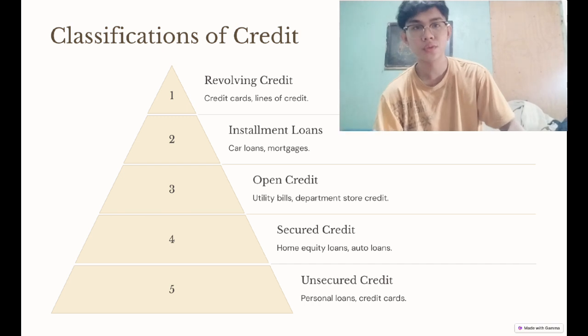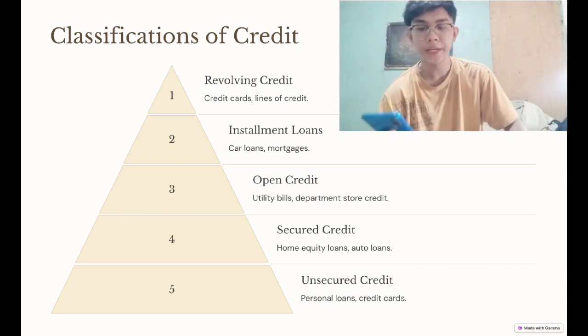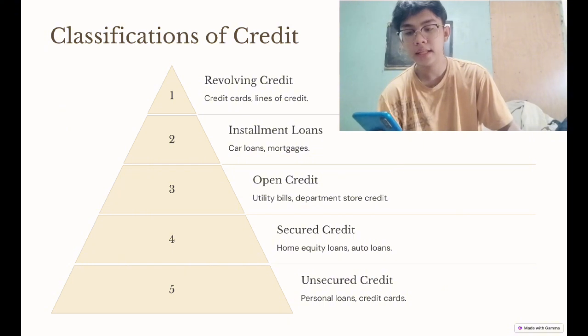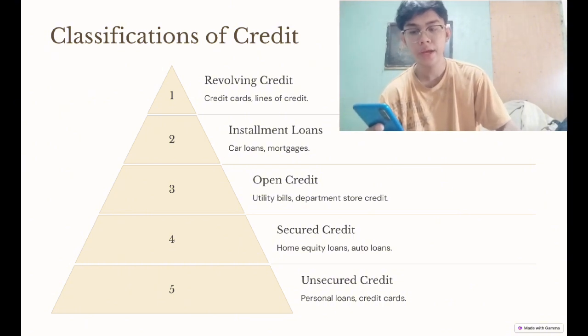So into the last question, enumerate and explain classifications of credit. So credit can be classified into several types based on its purpose and repayment structure. So first of that is revolving credit. Borrowers have access to a set credit limit. So for example, credit cards and so on. Repayment replenishes available credit for future use without requiring a new loan application.